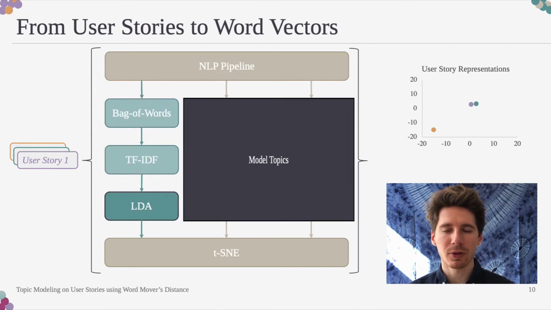Our first approach uses latent Dirichlet allocation. We use bag of words to first construct a word vector for each requirement, and then we use TF-IDF to weight these requirements. Finally, as mentioned, we use LDA to identify the topics.